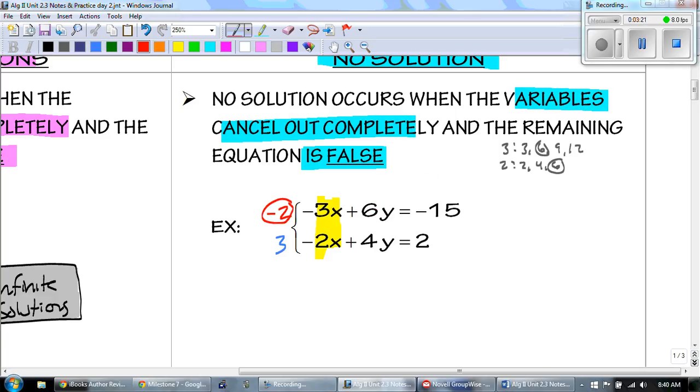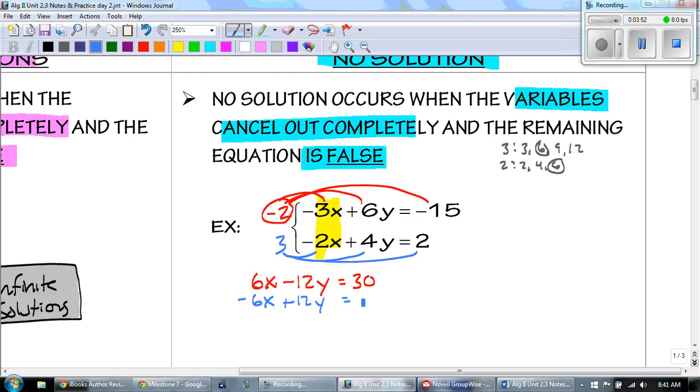So we need to distribute that negative 2 to everything. So we get a positive 6x, a negative 12y, and negative 2 times negative 15, so the answer is a positive 30. Now we're going to do the same thing on the bottom. Negative 2 times 3 is negative 6x. 3 times 4 is 12y. And then 3 times 2 is 6.